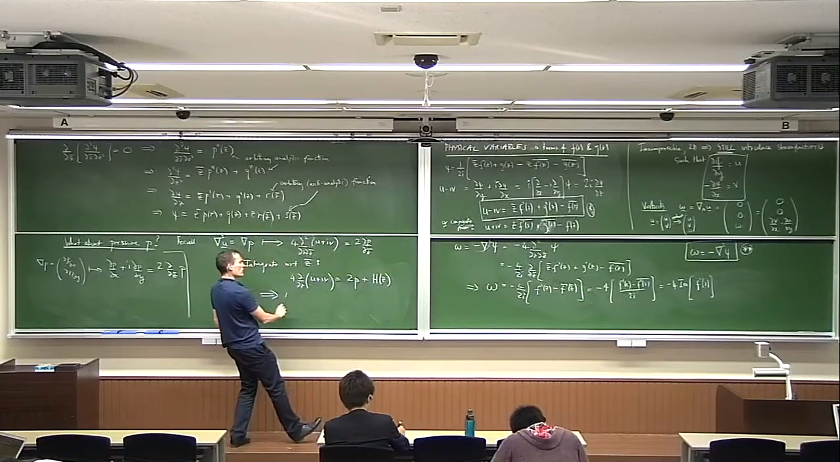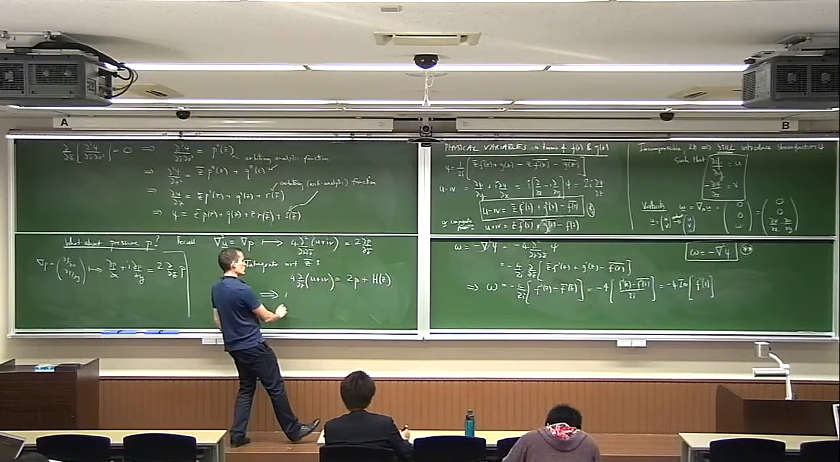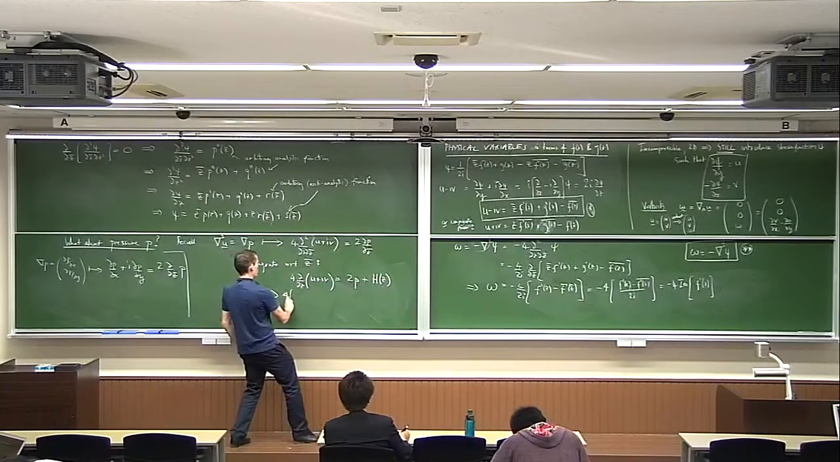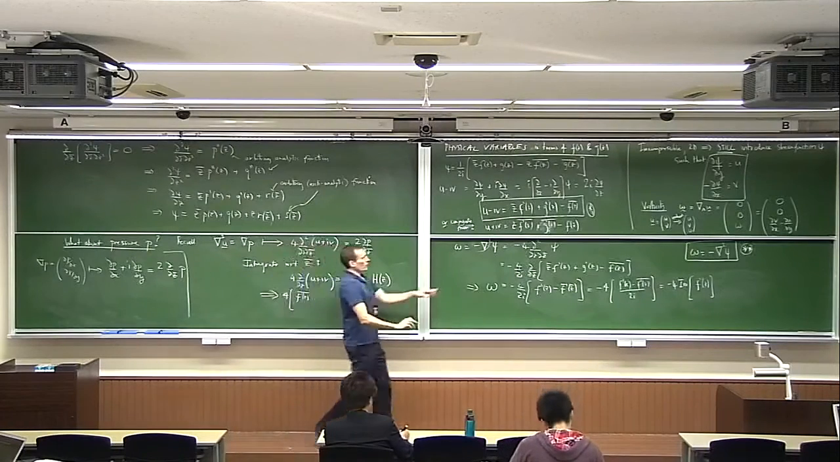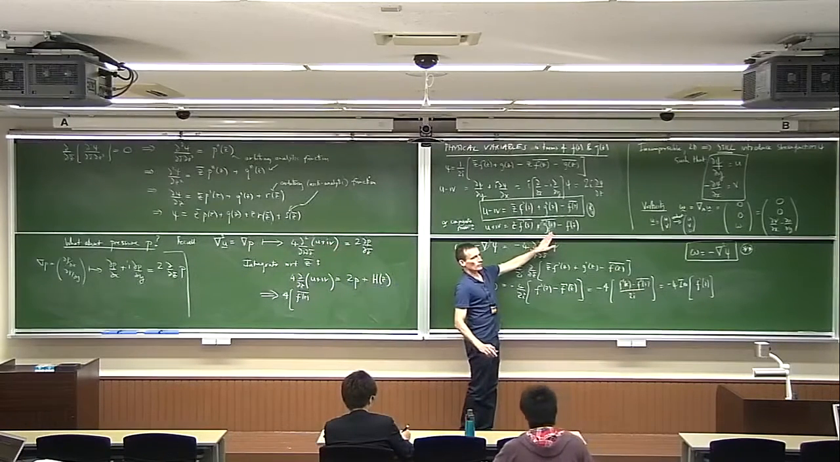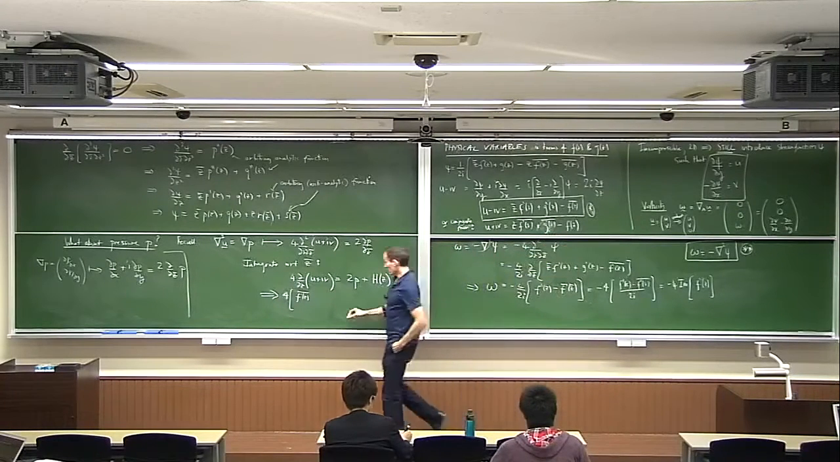Okay, let's keep the 4 there. I'm taking the z derivative of that. So what do I get? I get 4 times that. This one doesn't give me anything because it's anti-analytic. And then I get minus f prime.